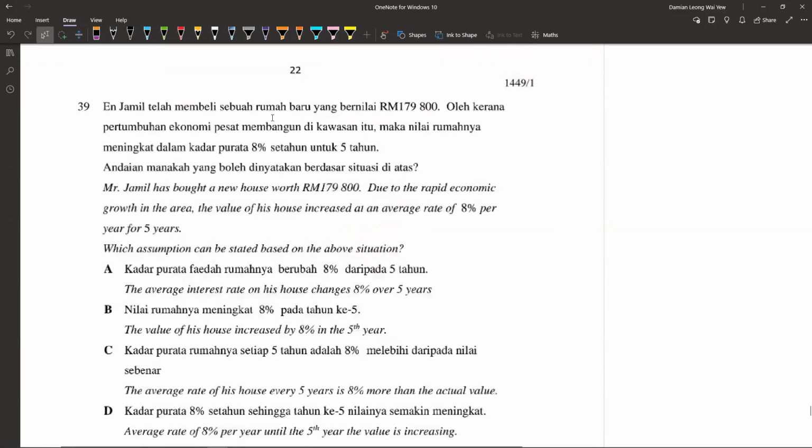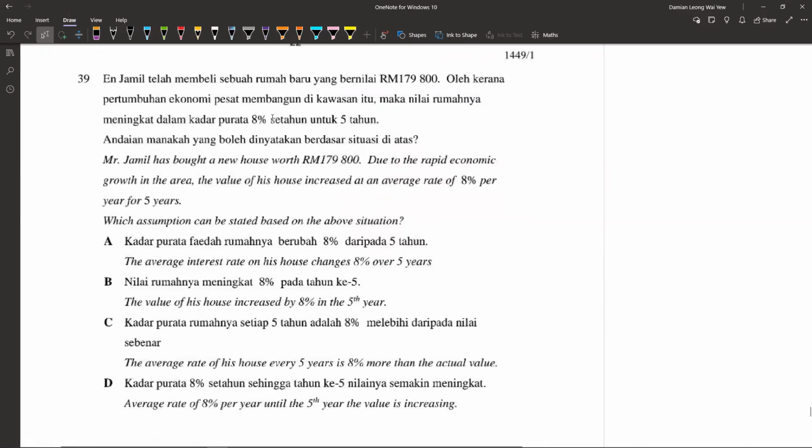Question 39. Mr. Jamil has bought a new house worth 179,800. Due to rapid economic growth in the area, the value of his house increased at an average rate of 8% per year for 5 years. Which assumption can be stated based on the situation above? So the cost of the house is 179,800, and the value increases at an average rate of 8% per year for 5 years.